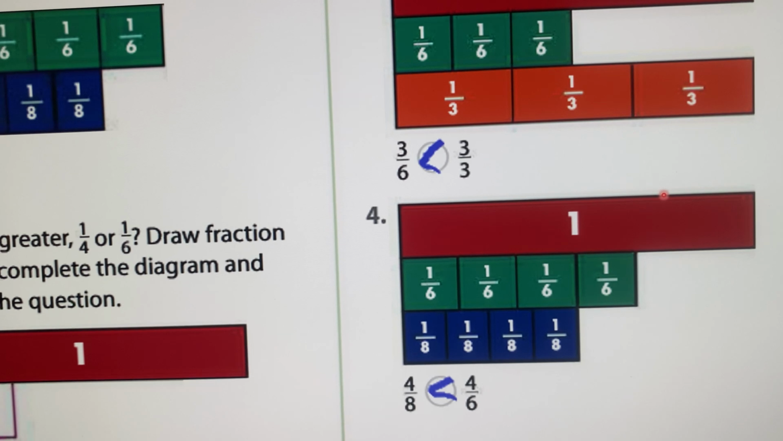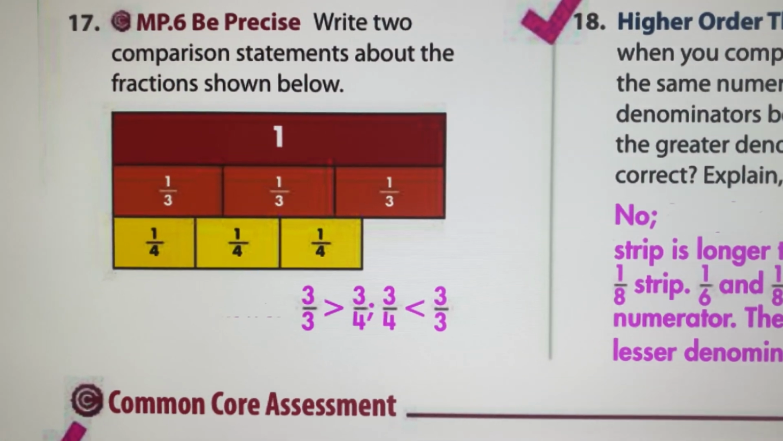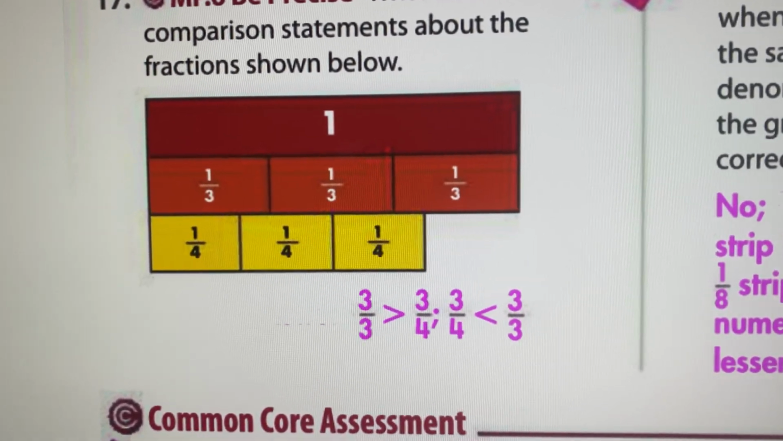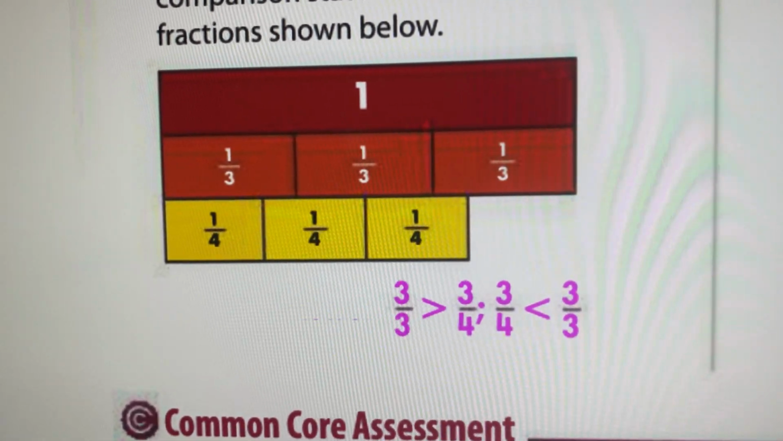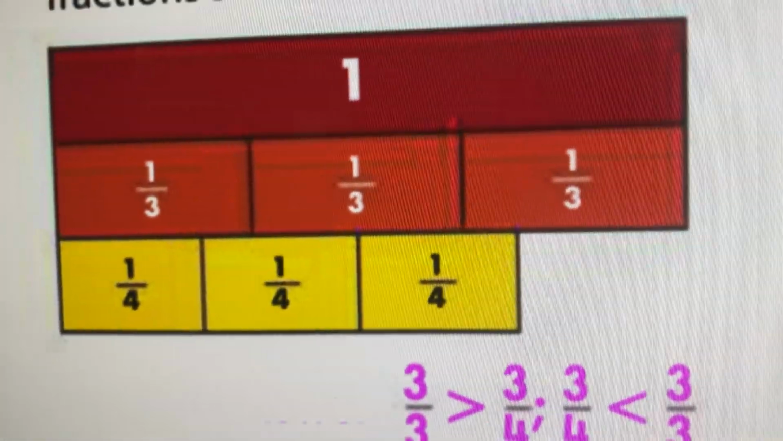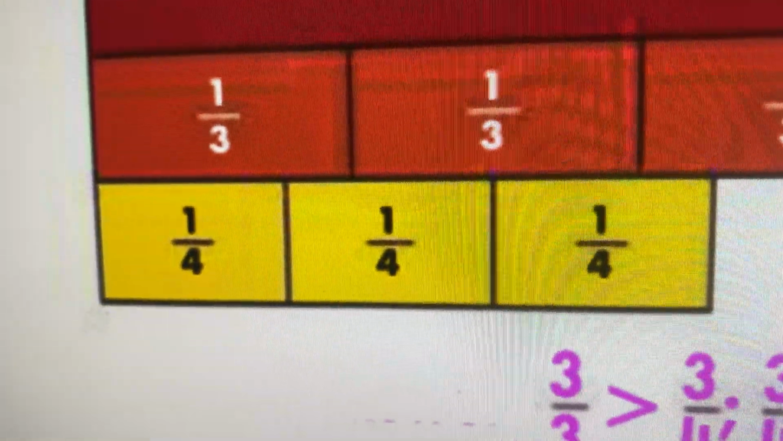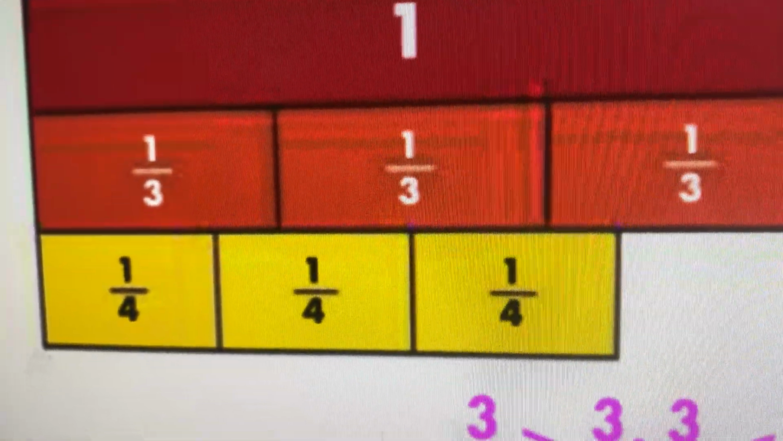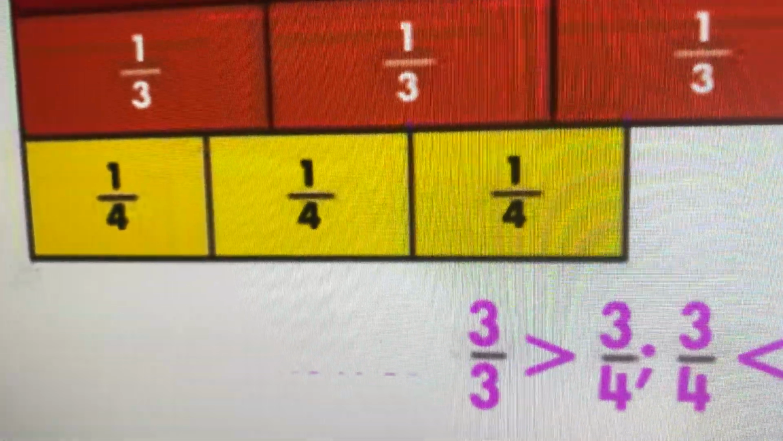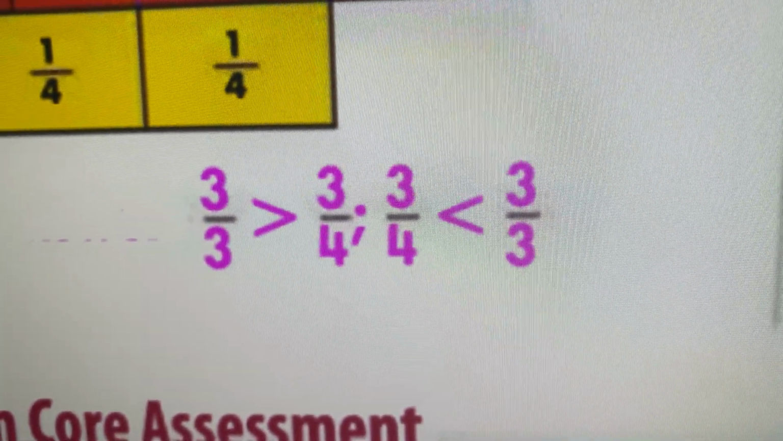Now let's go to the second page, the last page. Write two comparison statements about the fractions shown below. Okay, now they give us these models. I can say 3 over 3 and 3 over 4. So 3 over 3 is greater than 3 over 4, or 3 over 4 is less than 3 over 3. The same they did here.